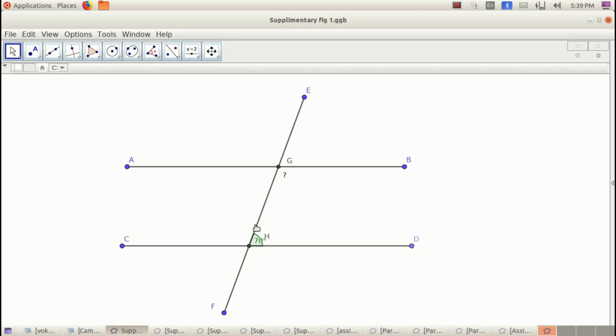This figure is two parallel lines cut across by a crossing line. AB and CD are parallel. EF is the crossing line. Listen to this angle. Here it is 70 degrees. Then how much is the measurement of this question mark angle?